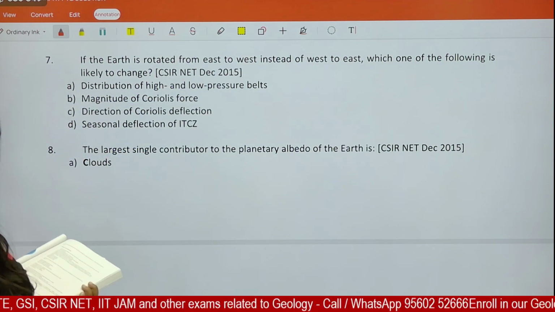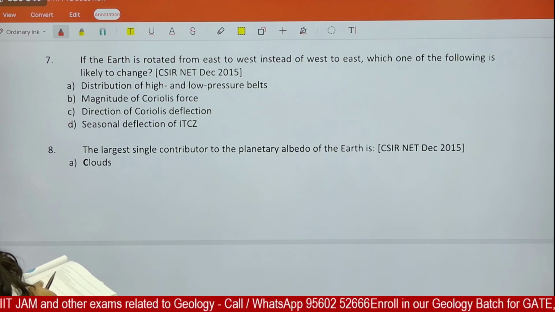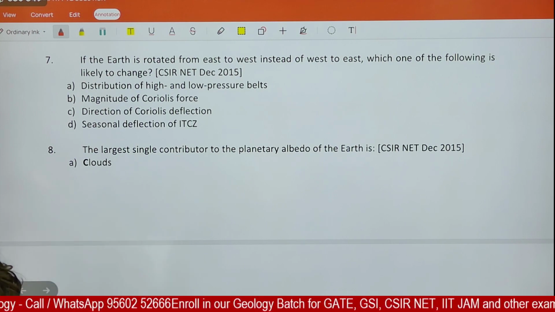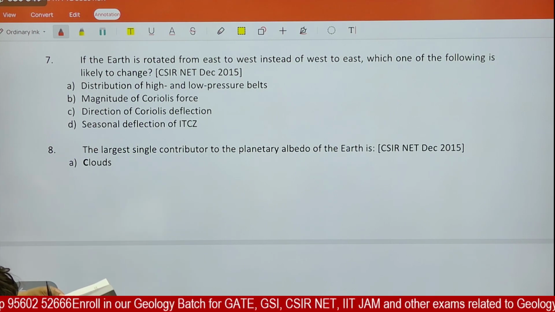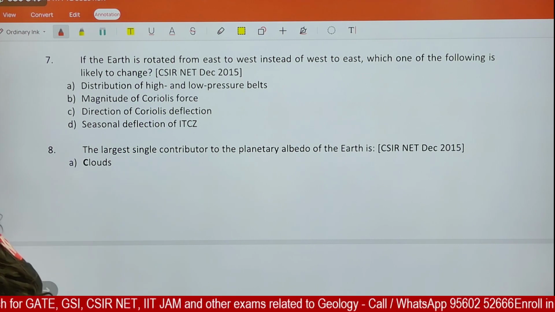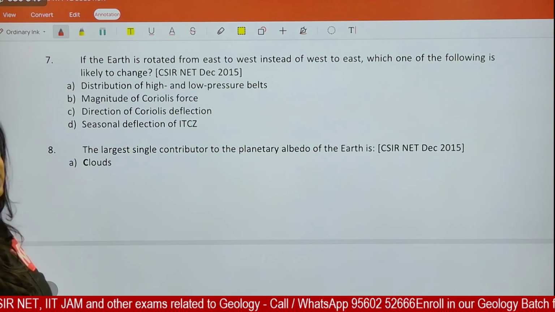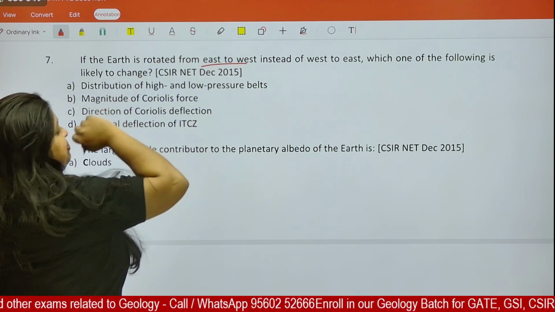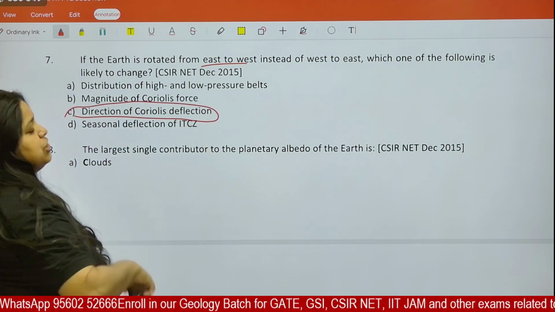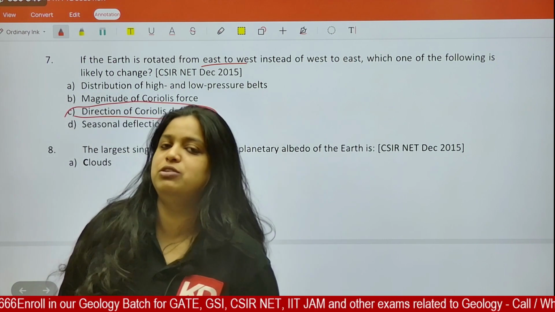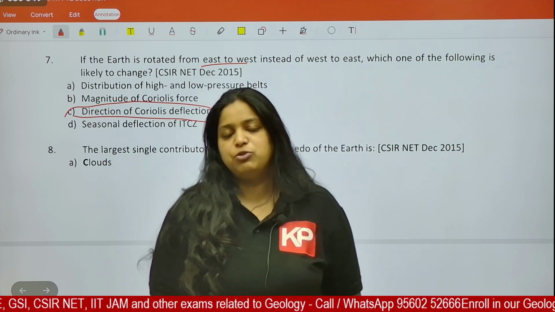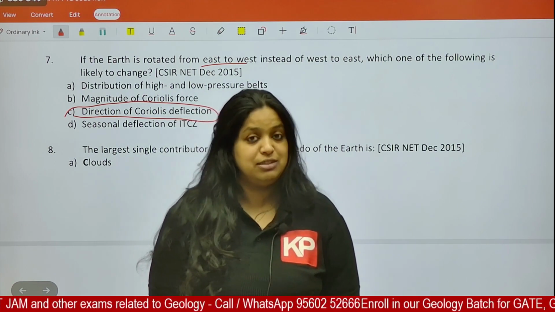The options are: distribution of high and low pressure belts, magnitude of Coriolis force, direction of Coriolis deflection, and seasonal shift of the ITCZ. What will happen when the Earth rotates from east to west instead of west to east? One of the following will be likely to change: nothing else, but the direction of Coriolis deflection. Coriolis force, the Coriolis effect, is very important. The concept of Coriolis force is very important for the NET CSIR examination.